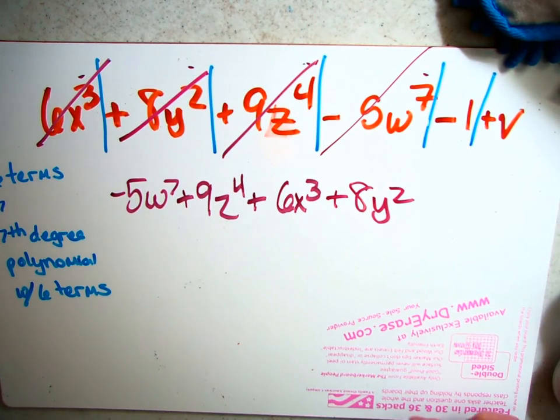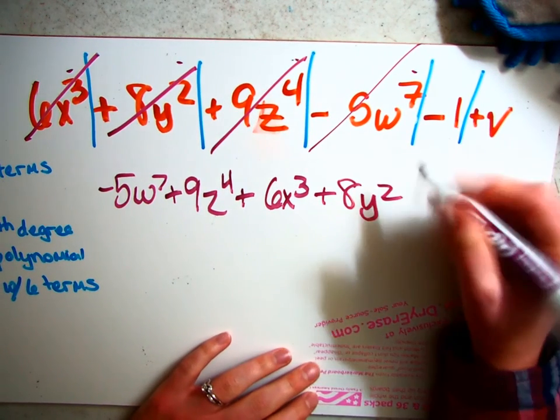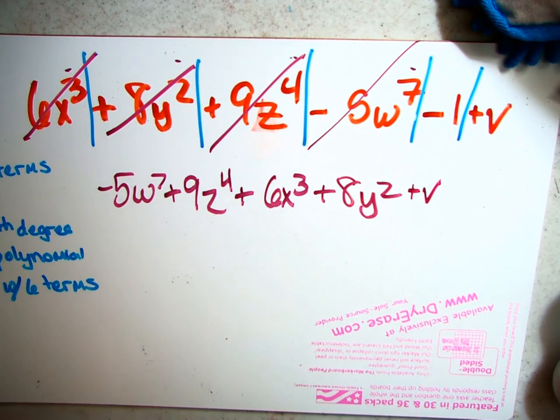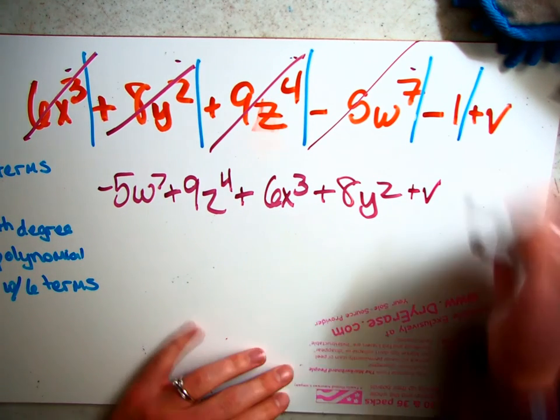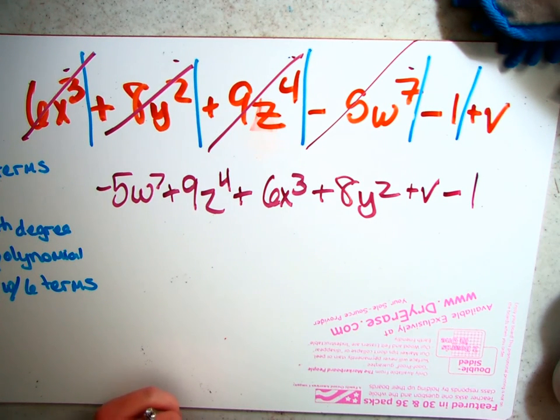And then the end of our polynomial is followed up by the letter that has absolutely no exponents attached to it, and then at the very end is the number that has no letters. So this would be our order.